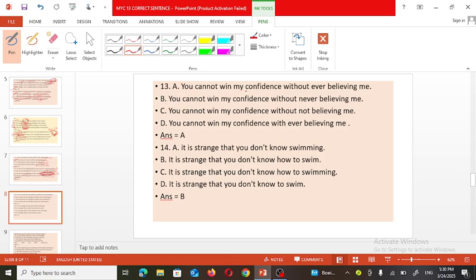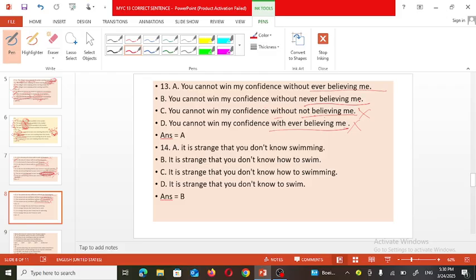You cannot win my confidence. You cannot win my confidence without ever believing me, without never believing me, without not believing me, or with ever believing me. So, with ever believing me, that is also incorrect. Without not believing me, without and not together, so that is incorrect.